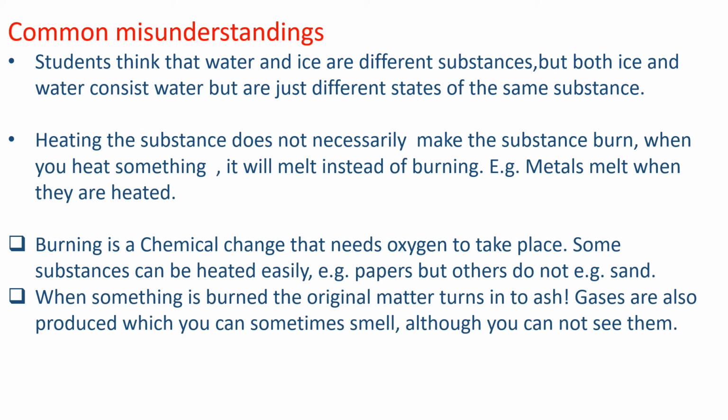The other misconception is that heating a substance doesn't necessarily make the substance burn. When you heat something, students think that heating always burns things. No, it will melt instead of burning. For example, metals melt when they are heated. Burning is a chemical change that needs oxygen to take place. Some substances burn easily, for example paper, but others do not, for example sand. When something is burned, the original matter turns into ash and gases are also produced, which you can sometimes smell although you cannot see them.